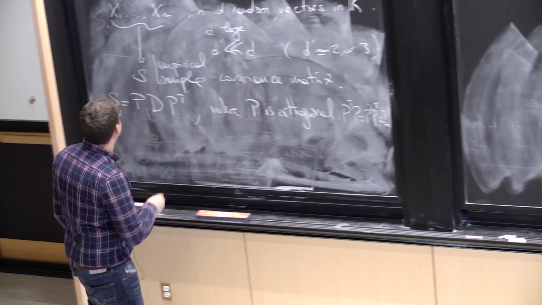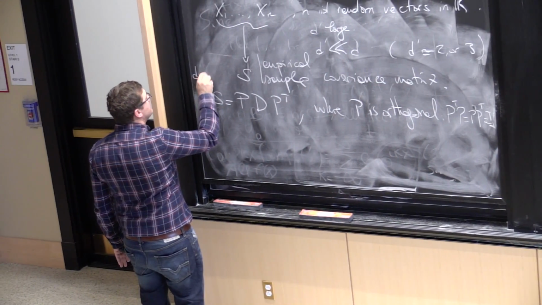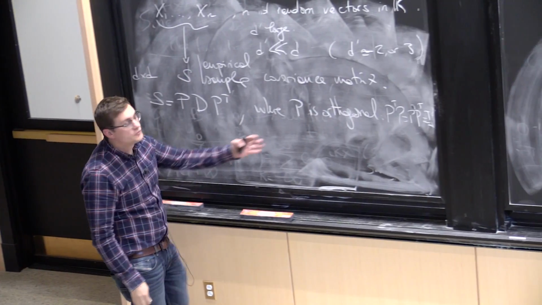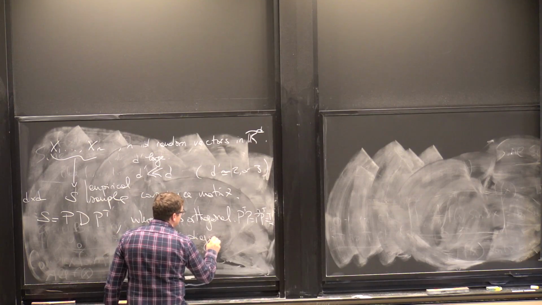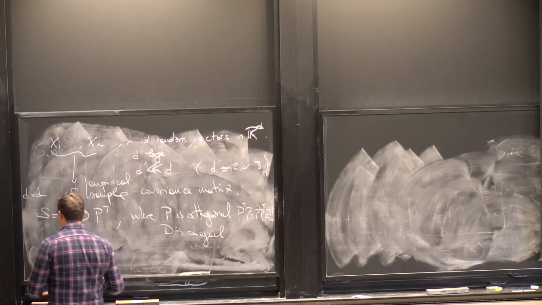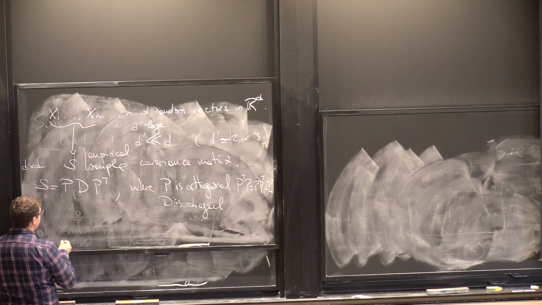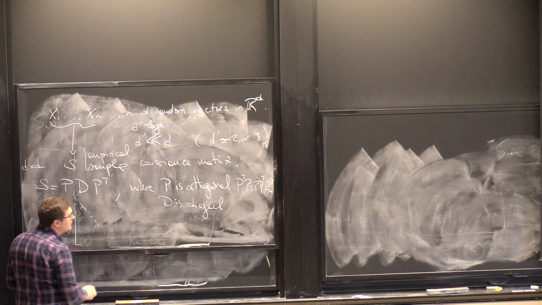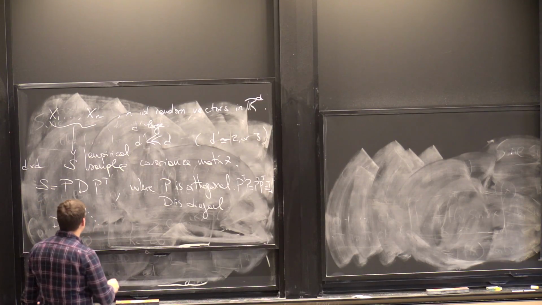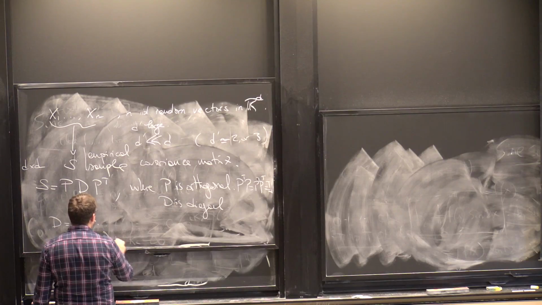Okay, so remember, S is a D by D matrix, and so P is also D by D, and D is diagonal. Without loss of generality, I'm going to assume that D is diagonal and looks like lambda 1 to lambda D. Those are called the eigenvalues of S.